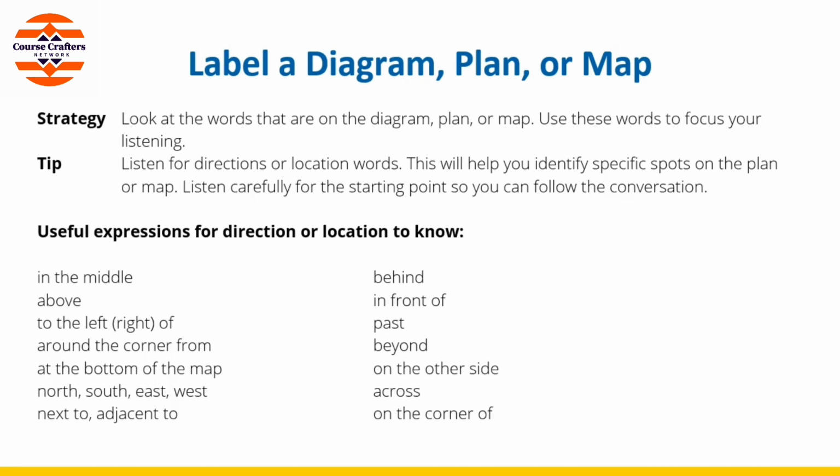And also, you have to make sure that you listen carefully for the starting point so you can follow the conversation smoothly. There are important expressions for direction or location you need to know. For example, these are words such as in the middle, above, to the left, around the corner from, at the bottom of the map, north, south, east, west, next to, adjacent to, and so on. There are so many different words, and also it's very important to know the prepositions of place such as behind, in front of, past, beyond, on the other side, across, or on the corner of.